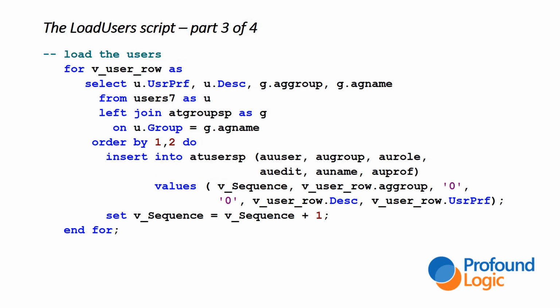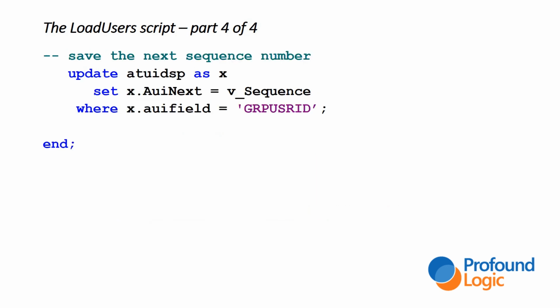Then load the users. The insert runs for each individual user profile. The join to the AT groups file is necessary in order to tie each user to his group. Again, notice that the sequence number is incremented after each insert. Last, save the next available ID number in ATUID SP so that the creation of users and user groups will work properly in the future. This simple script is all you need to load users and user groups.